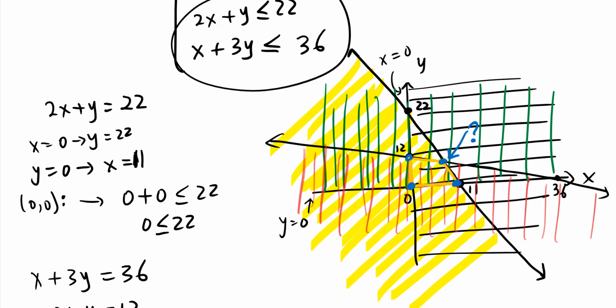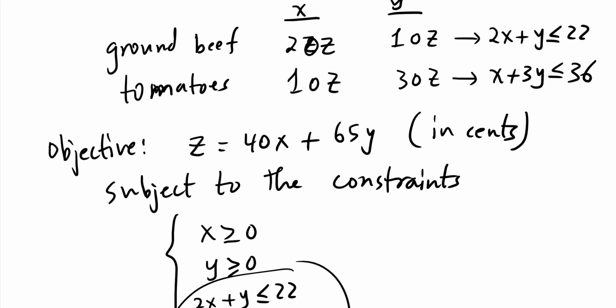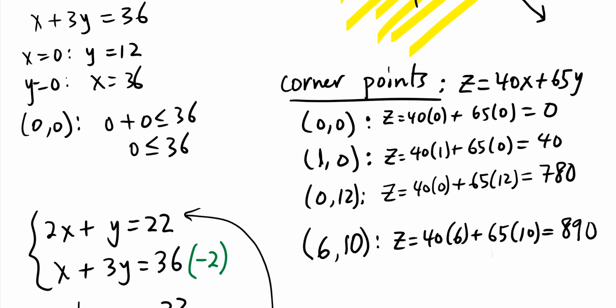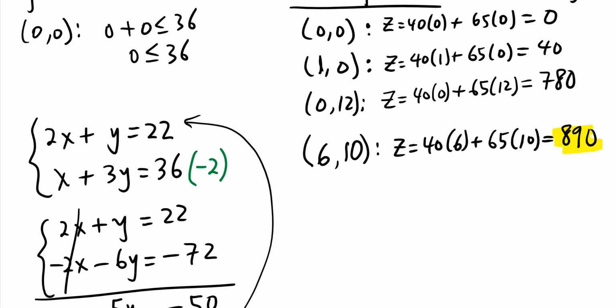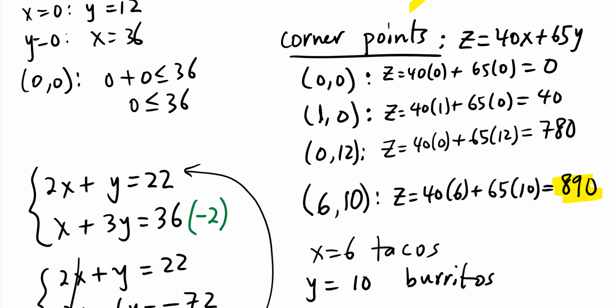Let's go back and see what we're trying to do. We would like to find the number of tacos, what is the x and what is the y, to maximize the revenue, to maximize the objective function. The largest value you can see is 890. So they will make the maximum revenue when x equals 6 tacos and y equals 10 burritos. They will get the maximum profit. This is what this section is about.